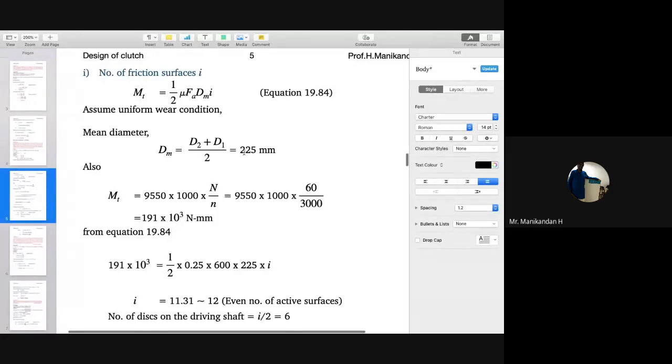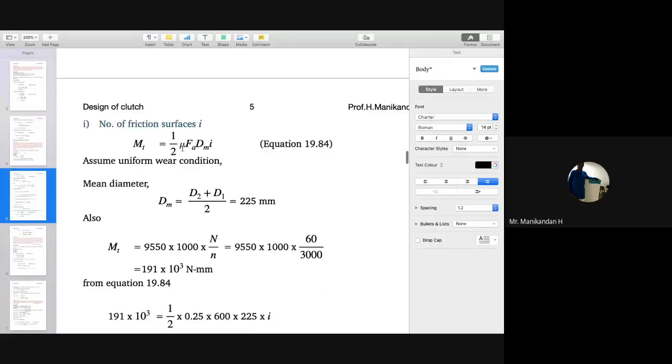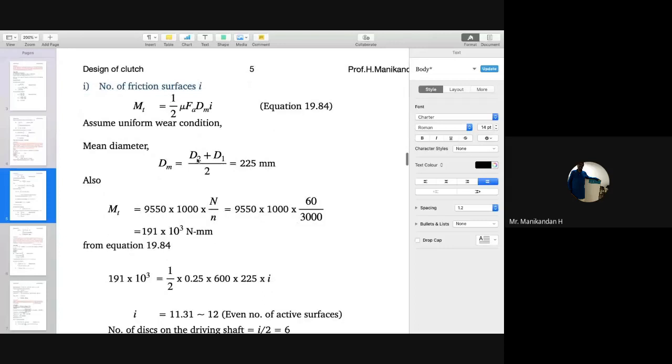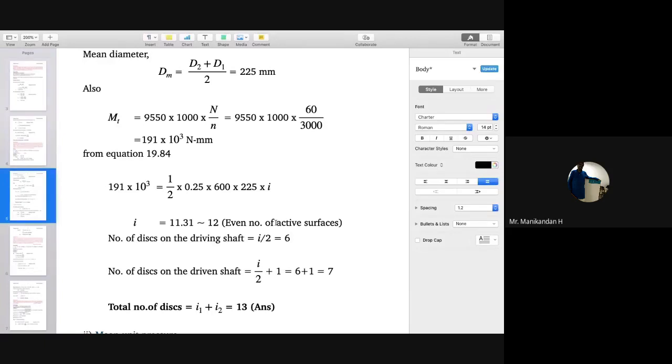Use this torque value in equation 19.84. So rewriting the equation 19.84, it is 191 into 10 power 3 is equal to half into mu 0.25 into FA 600, they have given in question, dm we calculated 225. i value is unknown. So find out the i value from this equation. So I got it as 11.31.